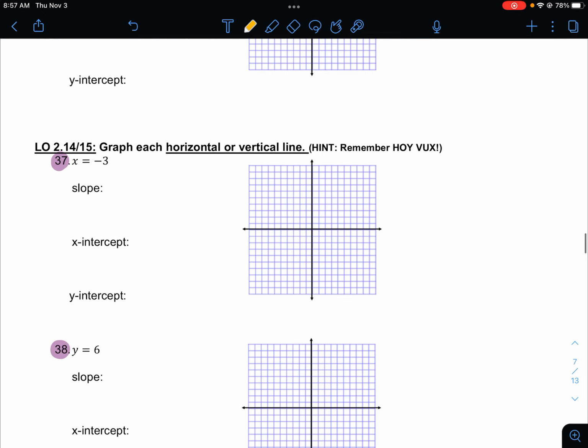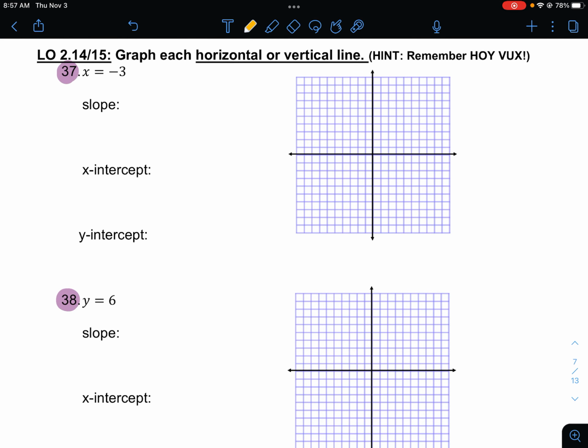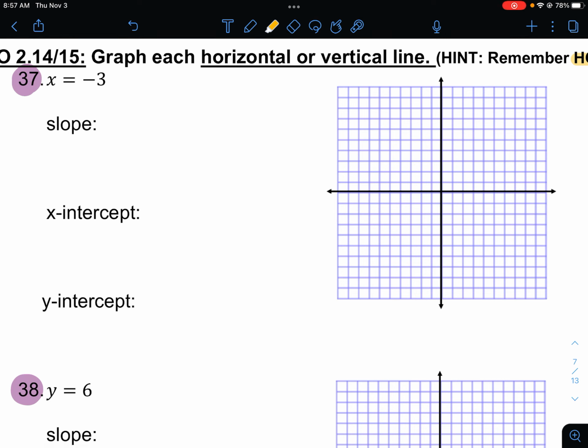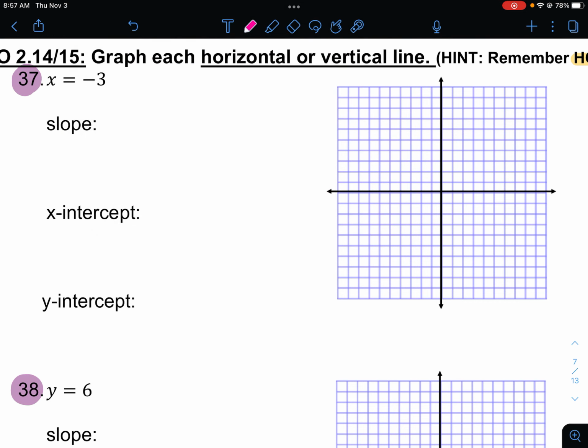Now I want you to go down to number 37. We are going to graph each horizontal and vertical line. Remember Hooyvaks. That will be helpful for you. It will be on the side of the sideboard when we are graphing, when you are taking the test, all that kind of stuff, okay? So if you see an equation that says x equals a number, you don't see any y's there, you immediately think that it is a vertical line because it's not in slope-intercept form.